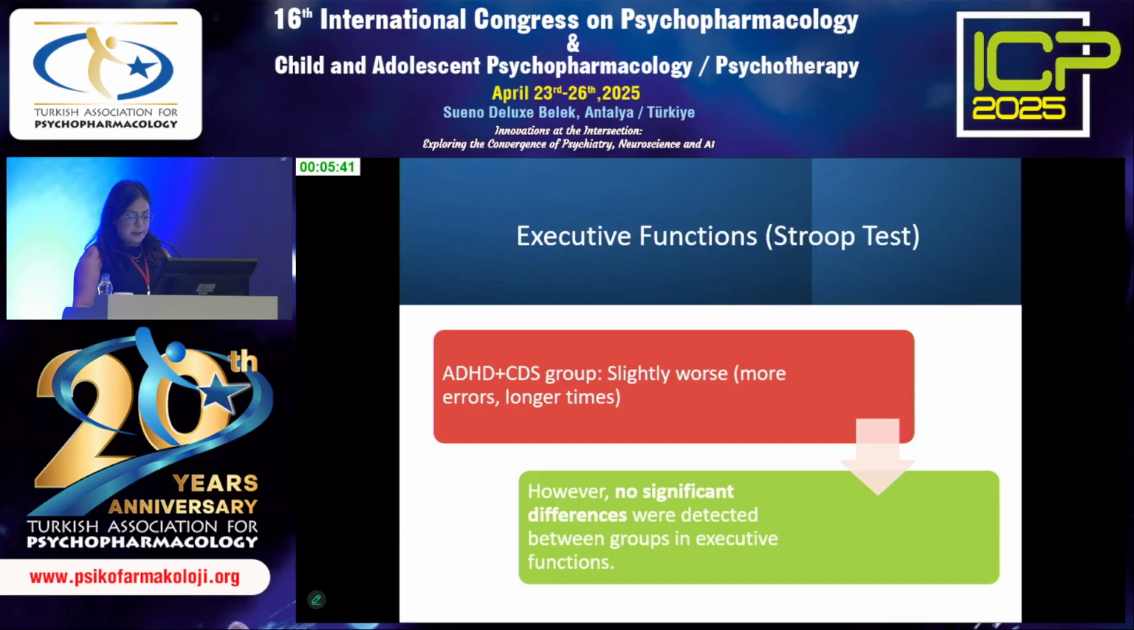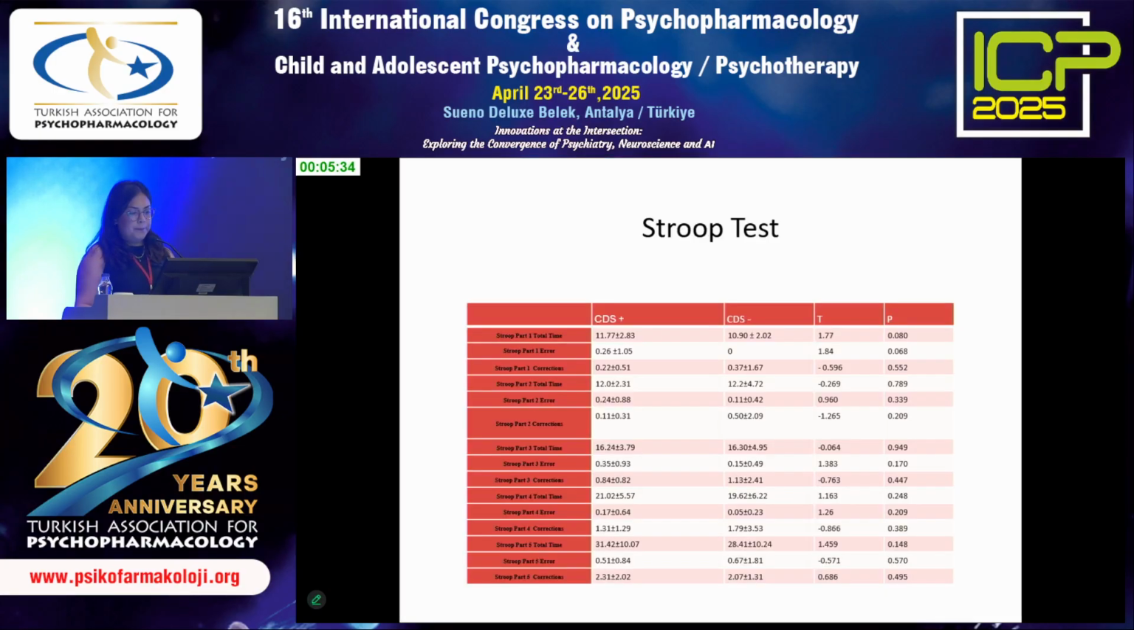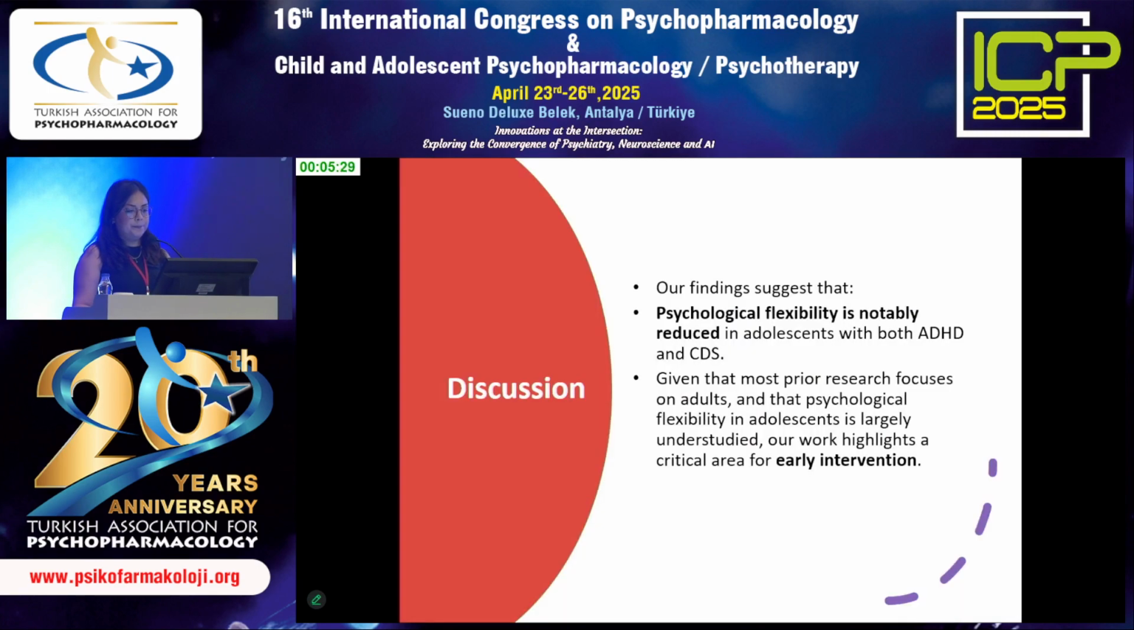As a result of the Stroop test, the ADHD plus CDS group performed slightly worse, but there were some differences. Here are the tables. Our findings suggest that psychological flexibility is notably reduced in adolescents with both ADHD and CDS, given that most prior research focuses on adults, and psychological flexibility in adolescents is largely understudied. Our work highlights a critical area for early intervention.